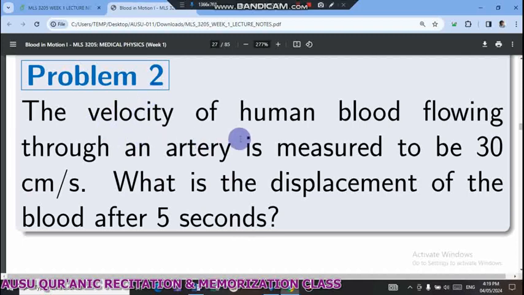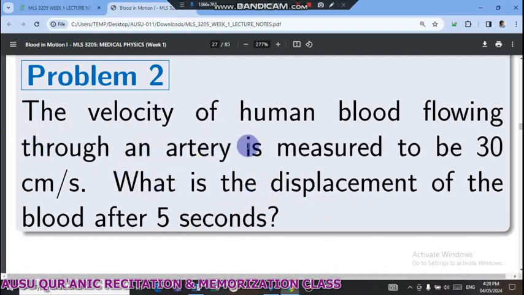Problem 2 says the velocity of human blood flowing through an artery is measured to be 30 centimeters per second. Now we are given velocity. Okay, let's identify the parameters we are given in the problem. We are given the velocity, 30 centimeters per second. What is the displacement of the blood after 5 seconds? So we are given the time taken, but our target variable is the parameter we are asked to calculate. Displacement is our target variable.